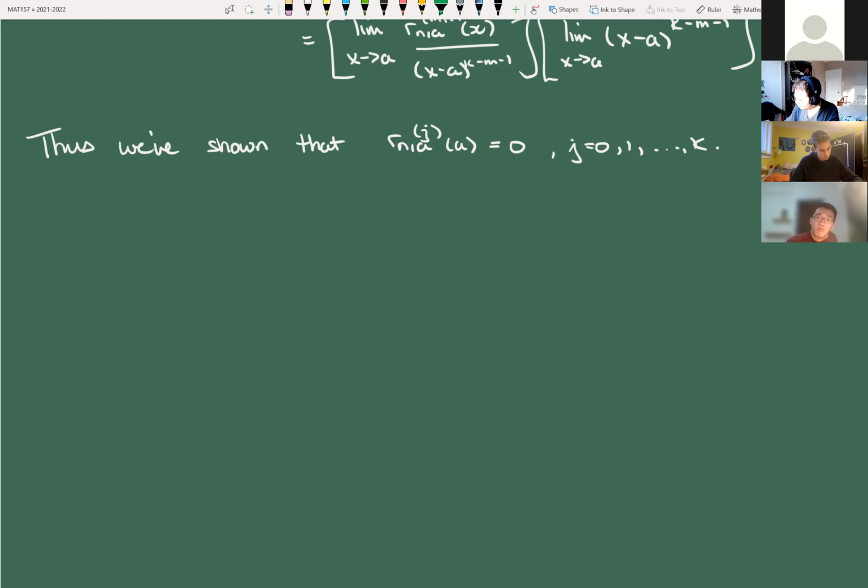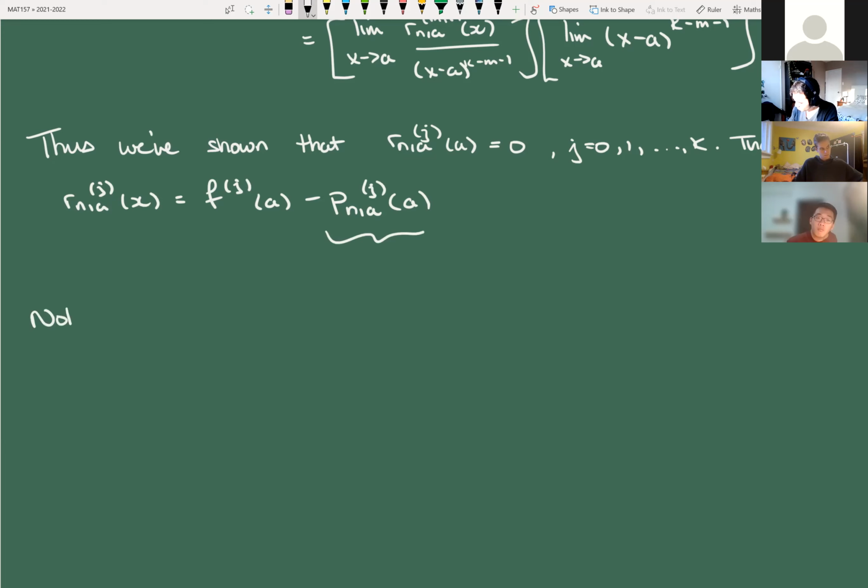Okay, so thus we've shown that the remainder is 0. And again, if we translate that, so that is, well, R_{n,a}, if we take jth derivatives of this function, that's just going to be f^(j), the jth derivative of f minus the jth derivative of our polynomial at a. And we can't really say anything about f until we know something about f, but we can say something about the polynomial, right? So let's look at this thing. Let's look at the polynomial.